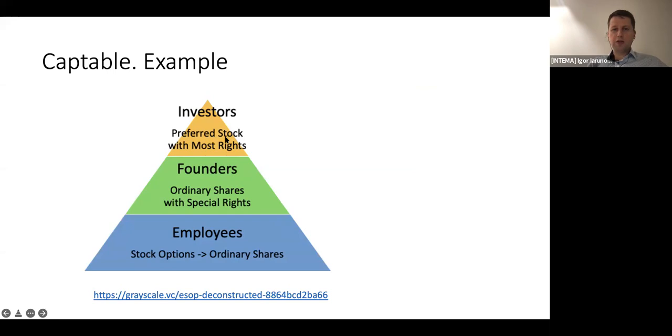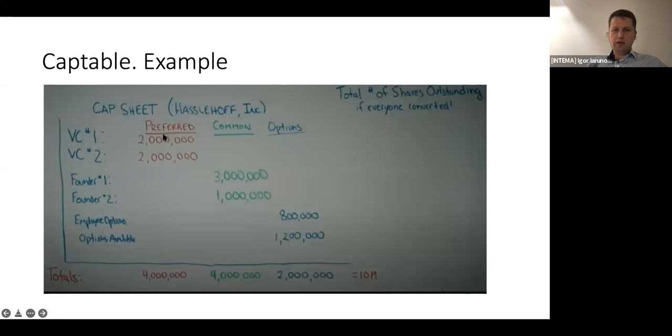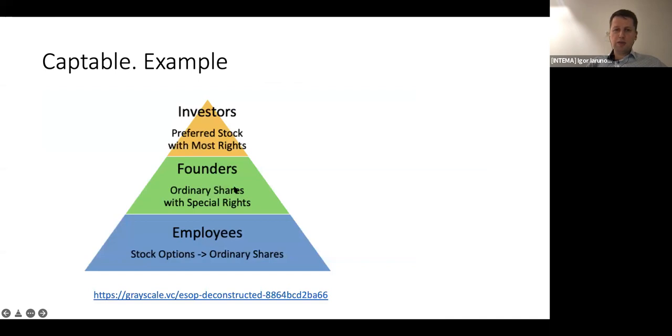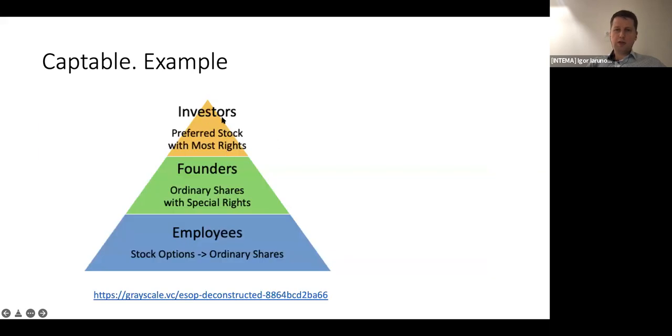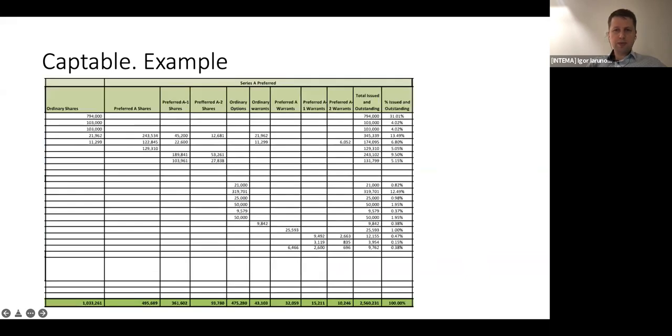So we have investors. They have preferred stocks with most rights. Then we have founders with common stocks, ordinary shares with special rights, and employees. They have stock options. Typically, it's the most simple ordinary shares. Preferred, common, options. Investors, founders, employees. Preferred, ordinary, stock options with the most simple ordinary shares. Okay.